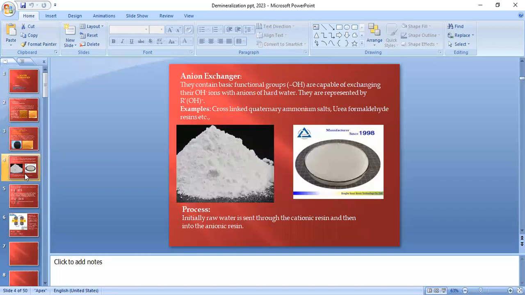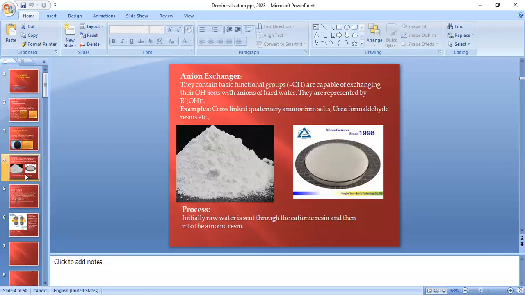Anion exchange resins. What are anion exchange resins? They are again long chain polymers, and they consist of basic functional groups. Hence, they are represented as ROH or sometimes RNH2.